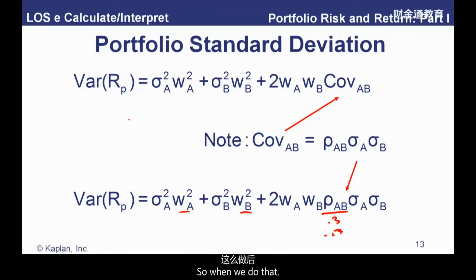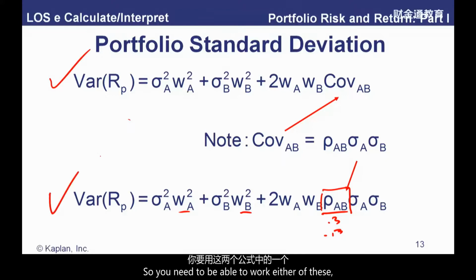So when we do that, we're going to find that the risk of the portfolio is less than the average risk, or weighted average risk, of the individual assets. So this is the term that brings the element of diversification into portfolio analysis. You need to be able to work with either of these. I like to write it like this.